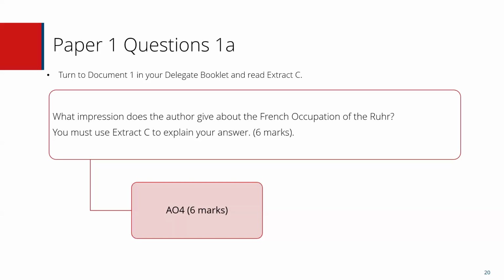If you turn to document 1 in your delegate book and have a look at extract C. Extract C is from a history of Germany published in 2000.